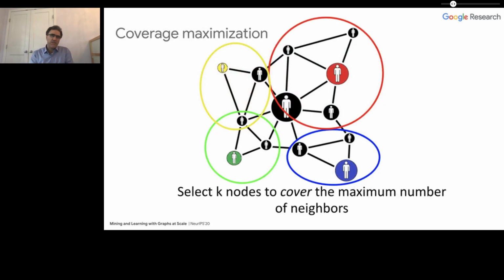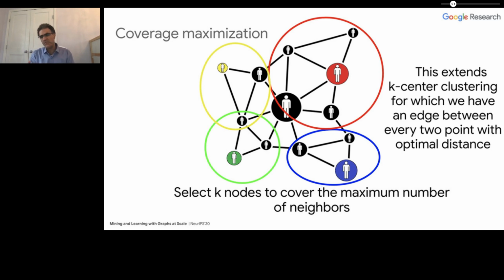This was the clustering on the metric space. If you want to talk about specific algorithms on graphs, coverage maximization is a related problem where we want to find k nodes in the graph that cover the maximum number of neighbors. In other words, we want to cover the whole graph with a small number of centers. This is very related to the k-center problem if we have an edge for each pair of nodes. But in general, we can have a neighborhood definition for each node in the graph, and basically k-coverage becomes a clustering problem.